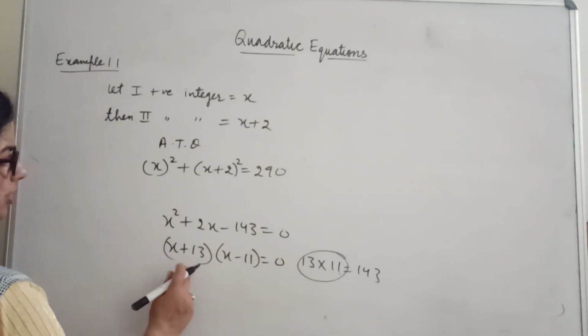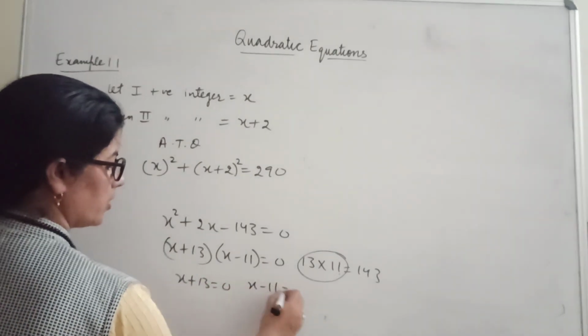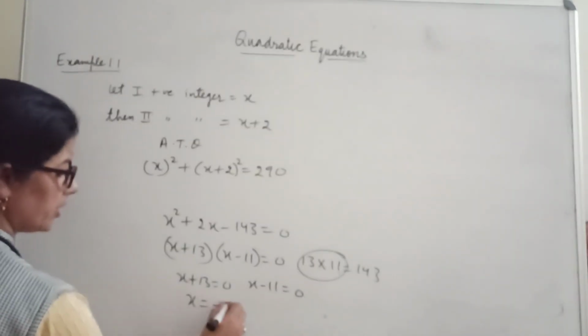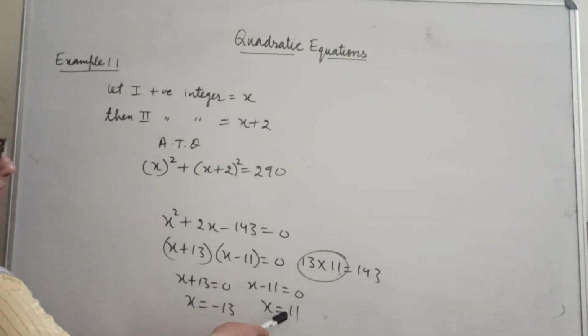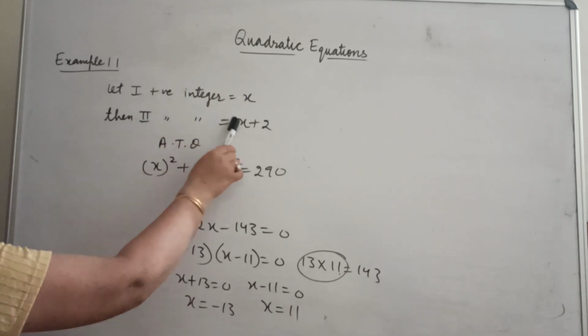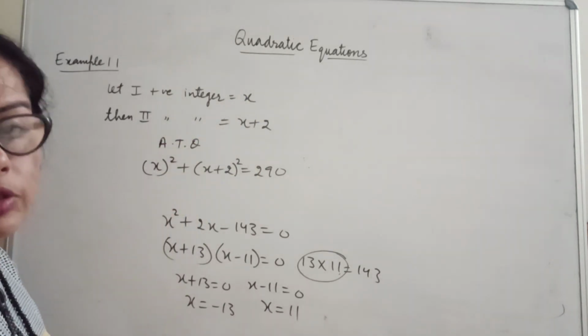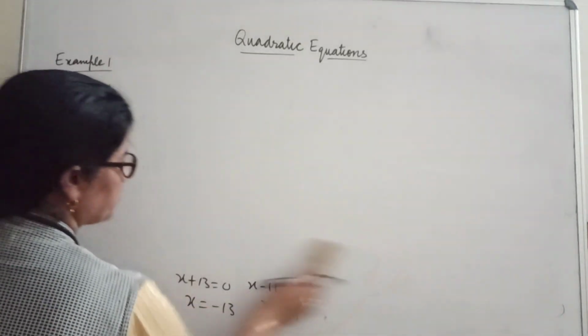Either this is equal to 0 or this is equal to 0. From here we will get a negative integer, from here we will get a positive integer. So one will be rejected, the other will be selected. So the first positive integer will be 11 and the second will be 11 plus 2, that is 13. Now let us do example 12.